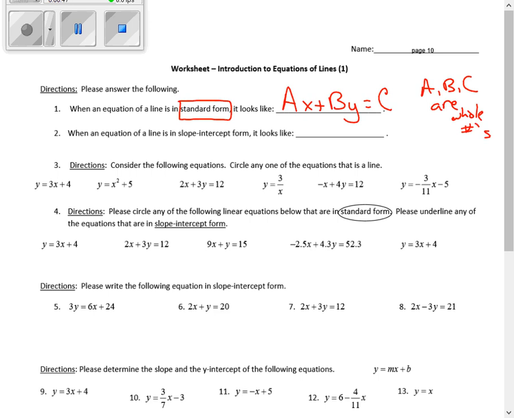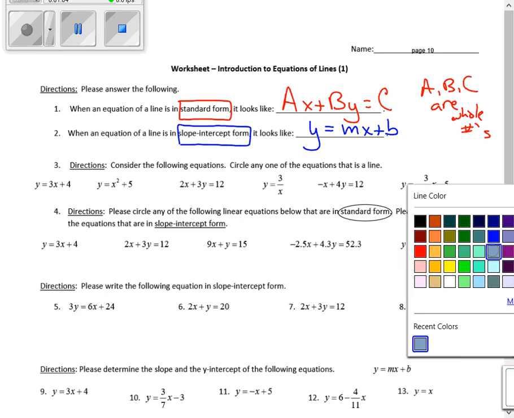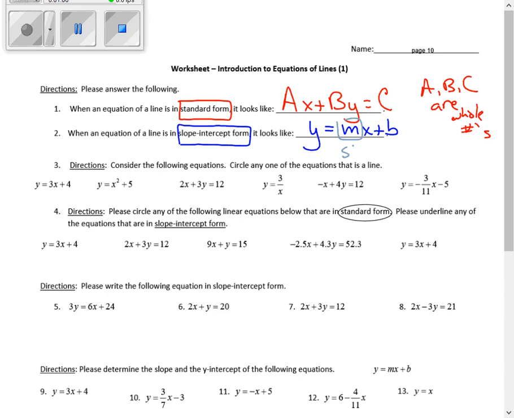When an equation of a line is in slope-intercept form, it looks like y equals mx plus b, where m is the slope and b is the y-intercept.